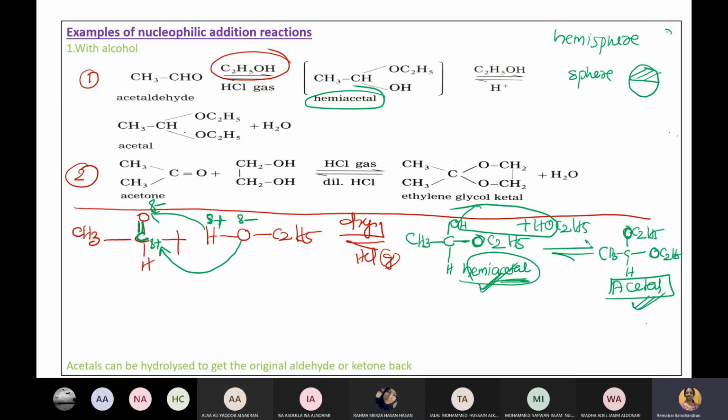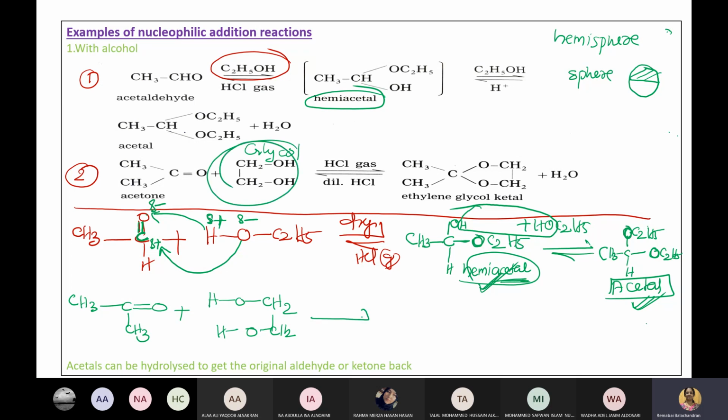Now a similar reaction with ketone, a little difference is there. Look, I'm going to write for ketone: CH3 C double bond O CH3. You know this is propanone or acetone. And this alcohol is a dihydric alcohol. We call it ethylene glycol or simply glycol, CH2OH, CH2OH. You understood what I'm writing? Again, the reaction is taking place in presence of dry HCl gas.